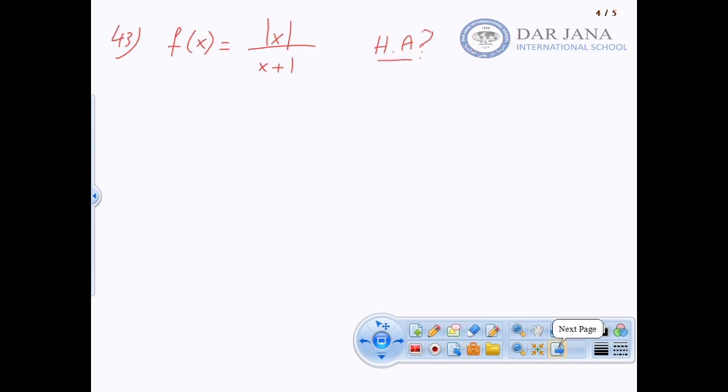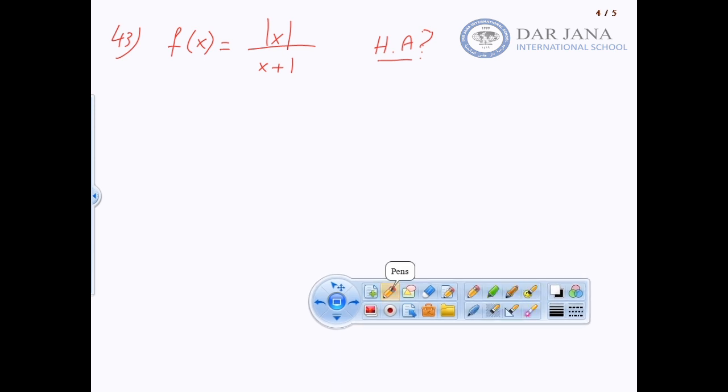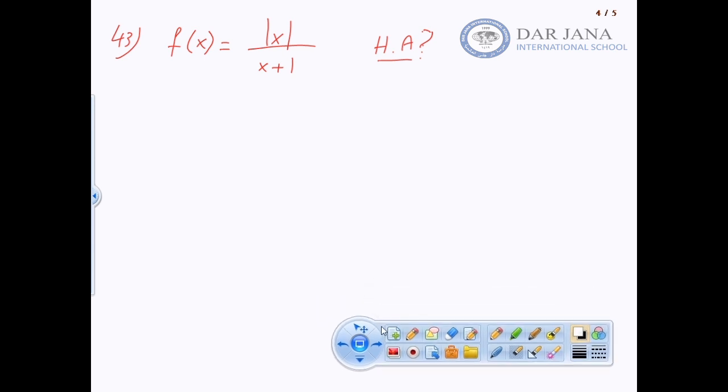Now number 43. Now we finished limits actually. The function here is absolute x over x plus 1. Find the horizontal asymptotes. The question is not saying find the limit, but when the question says find the horizontal asymptotes, we should know directly that we have to find the limit of f of x at negative infinity and the limit of f of x at positive infinity.